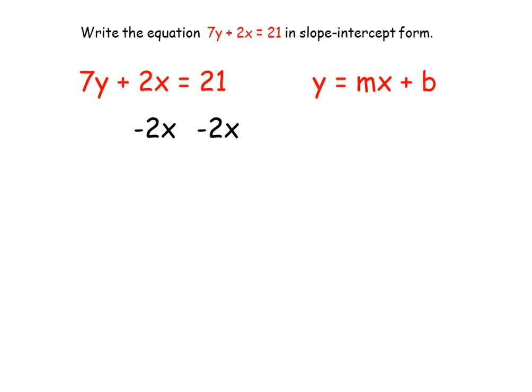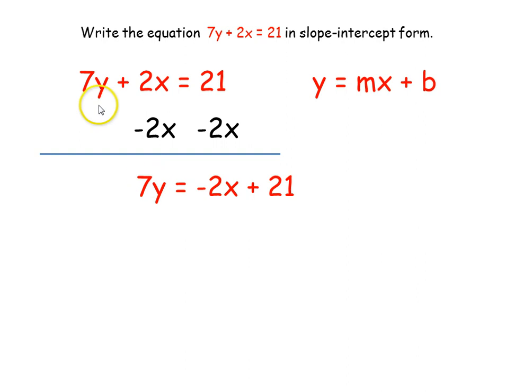When we subtract 2x from both sides, we get the 7y is still here. The 2x's are gone, and there's nothing there. And on the right-hand side, we have negative 2x plus 21, from taking the difference of 21 and 2x. Last step, divide by 7. Get rid of the 7. 7 divided by 7 is 1, but what we do to one side we must do to the other.